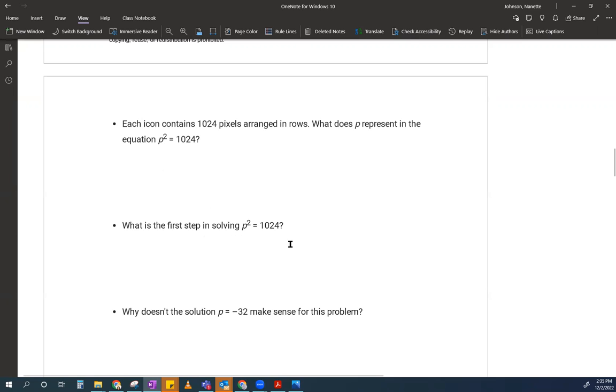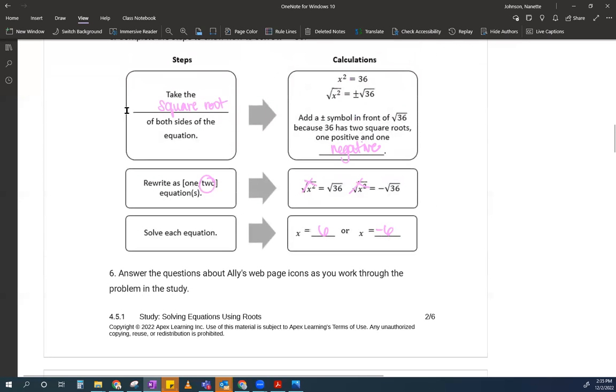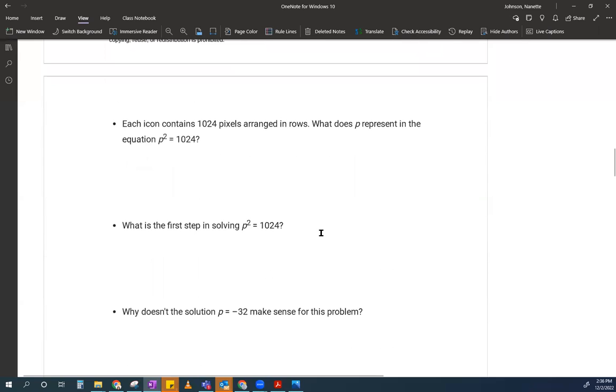What is the first step in solving here? Well, let's look back here. What did we do first? Oh, we took the square root. So let's do that here. We take the square root of both sides. So we get the square root of P squared is equal to plus or minus the square root of 1024. All right, and then you remember that you're going to write this out into two equations, a positive one and a negative one.